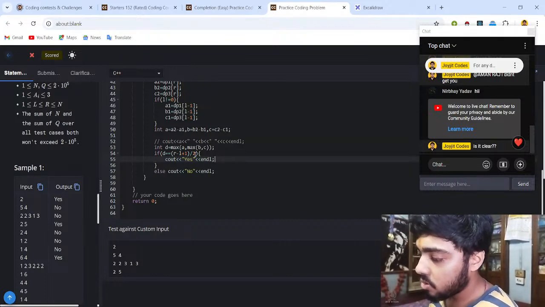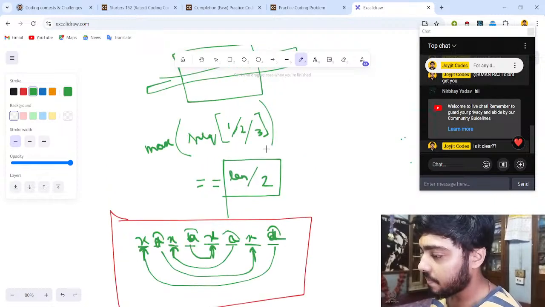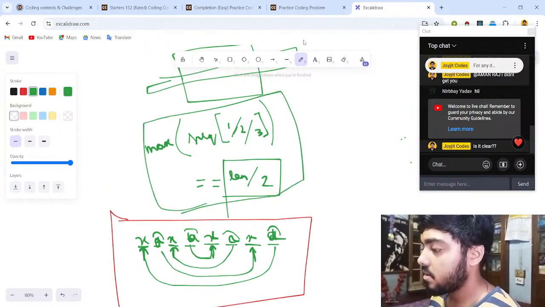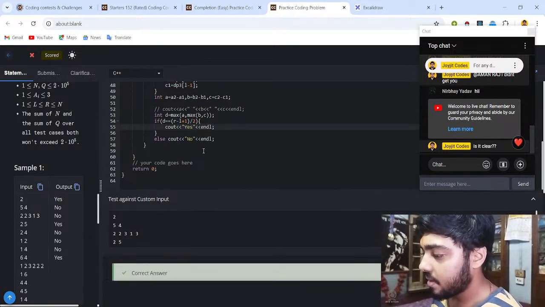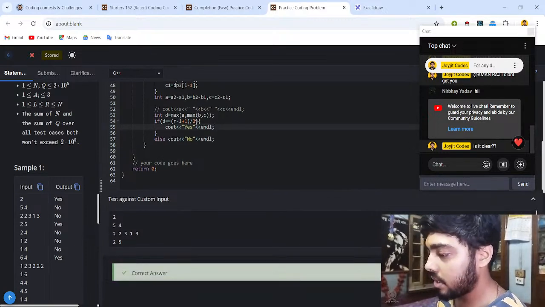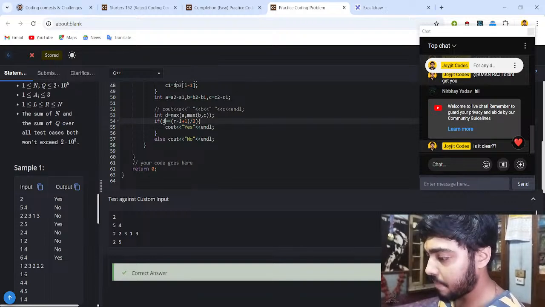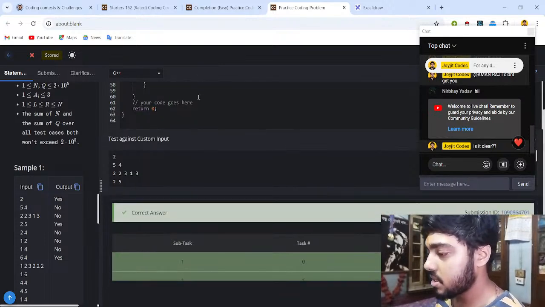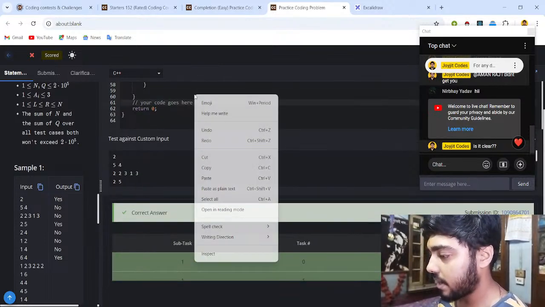And if we divide it by 2, as I proved to you, then based on that we can say that if the maximum frequency is equal to the length by 2, then only it's a yes, otherwise it's a no. Okay, so I hope this is clear with you guys.